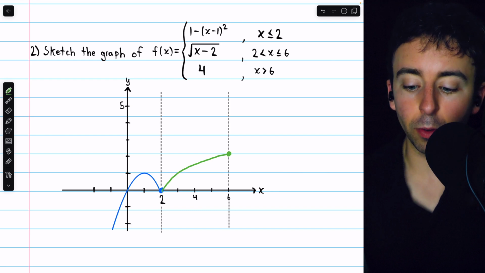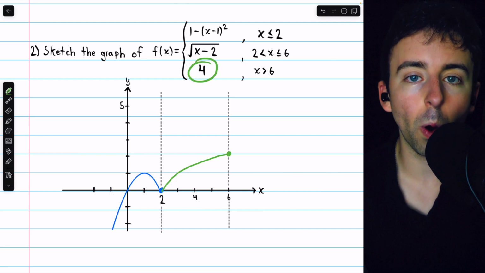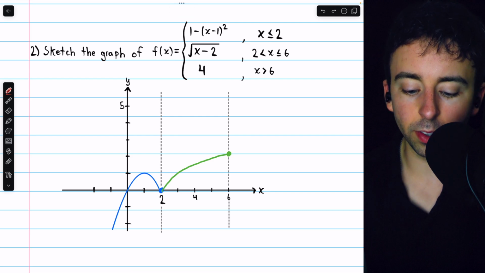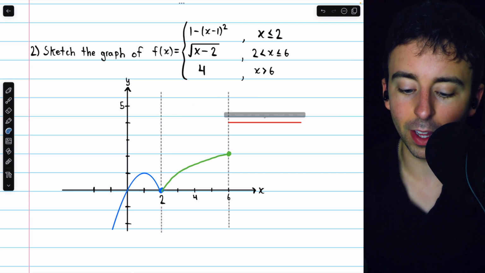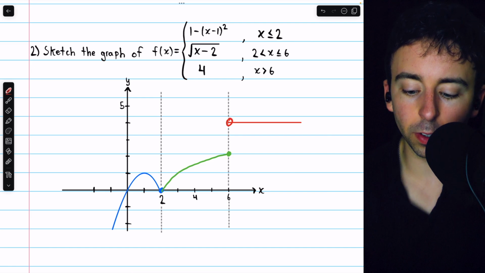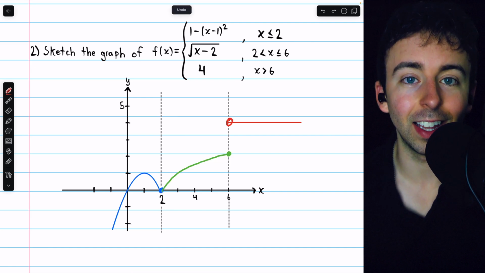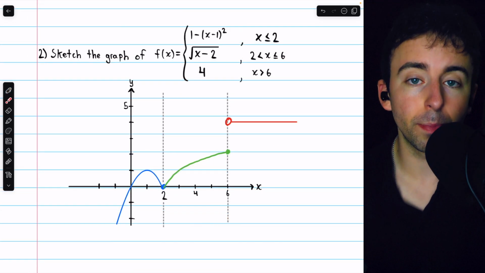All right, now for the rest of this, once x is greater than 6, the function is just a constant, equal to 4, which is a horizontal line. So here at x equals 6, the last part of the function takes over. That's a horizontal line at y equals 4. So just like that, and then let's make sure that this doesn't start until x equals 6, right there. And then we'll put an open circle, because when x equals 6, the square root function is still active. It's not beautiful, but it's a pretty good sketch of the graph of this piecewise function.